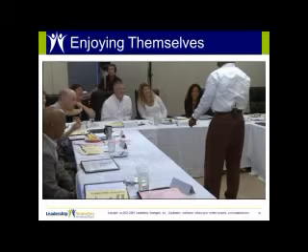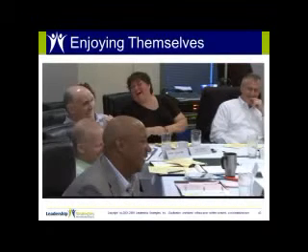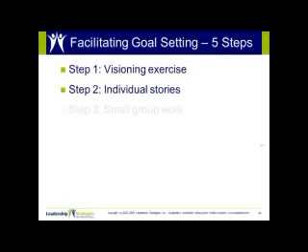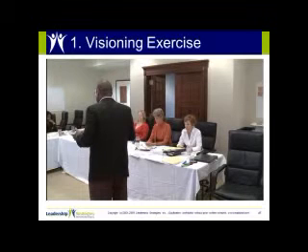Then, of course, it's always important for people to have fun when you're working with them. So we make that an important piece of what we're doing. Well, now it's time we get to the point where we're ready to facilitate goal setting. It's a 5-step activity: visioning, individual stories, small group work, categorizing, and goal writing. Let's take a look quickly how it works.